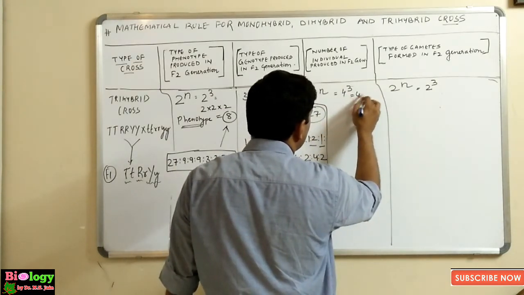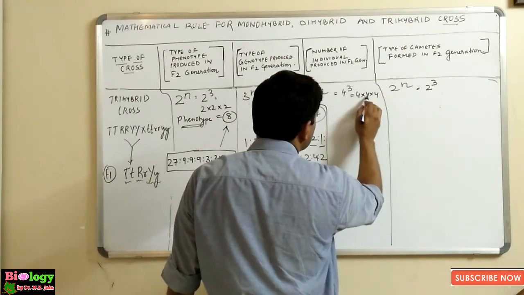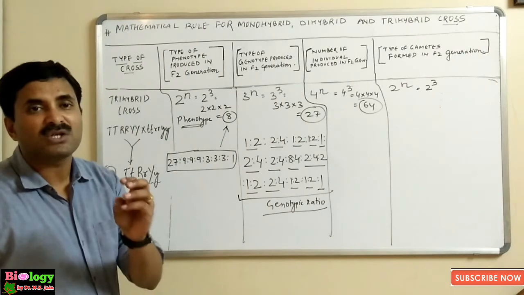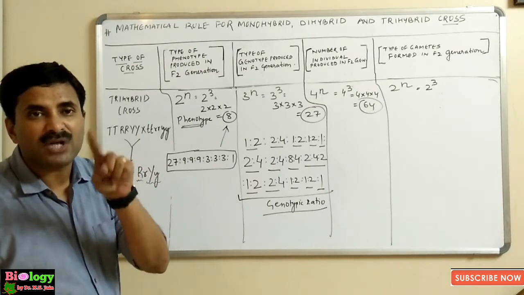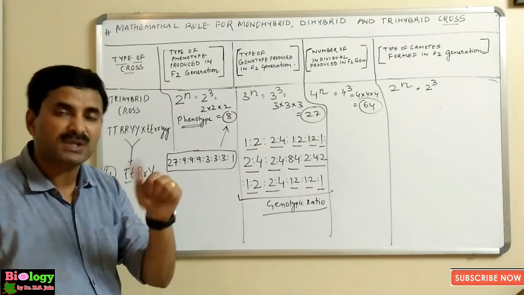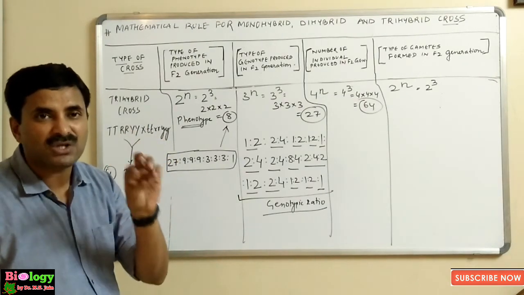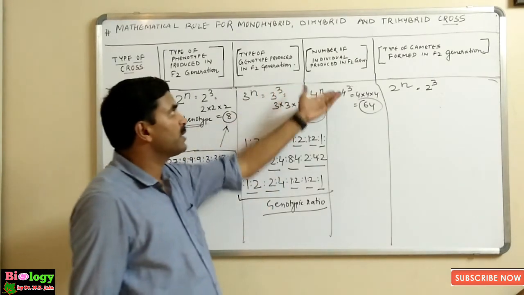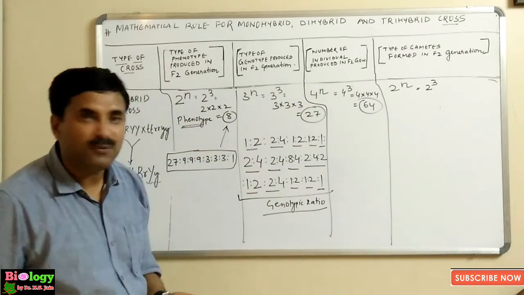Now see how many individuals are produced in the F2 generation. So 4 to the power of 3, so 4 into 4 into 4, 4 fours are 16, 16 fours are 64. You know very well that in a trihybrid cross 64 individuals are produced. The checkerboard is made up of 64 boxes. In a monohybrid cross it was made up of 4 boxes, in a dihybrid cross 16 boxes, and here 64 boxes are formed. So the number of individuals produced in the F2 generation is 64.